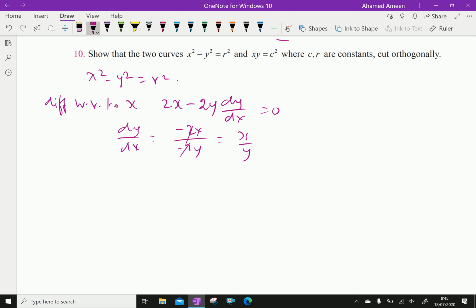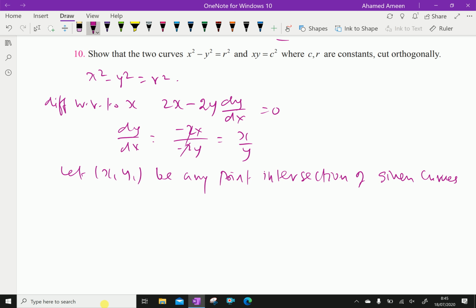Now let x1, y1 be any point on the curve, the point of intersection of the given curves. Now, therefore, we can say dy by dx equal x1 over y1. Let it be m1, the slope 1.